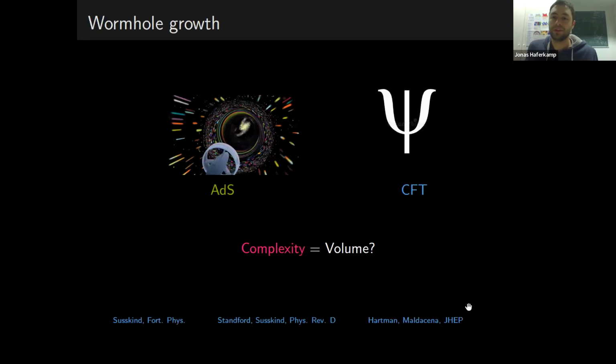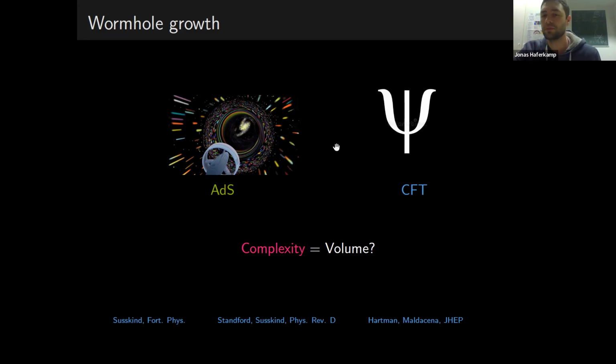Okay, so now that I have specified what I'm going to talk about, the AdS/CFT correspondence. It is this proposed dictionary between a gravity theory in the bulk, a d-dimensional gravity theory in an anti-de Sitter background, and a quantum theory on the boundary. And the problem that was identified here by Susskind and co-authors is that apparently in the AdS theory, certain wormholes seem to have a volume that grows steadily for an exponentially long time.